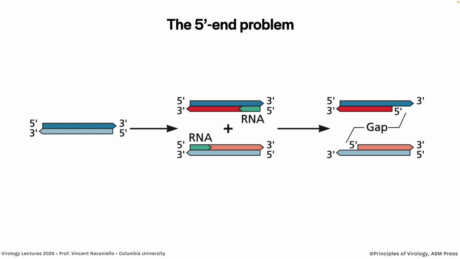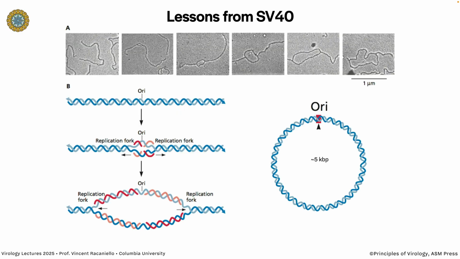And now we have a gap at the end that we can't fix, right? Because the only way you can fix it is by putting RNA in, and you'll remove it and get a gap. So this is the 5' end problem. And we're going to solve it today for multiple viruses. All right, so as long as you see this happens with linear DNA.